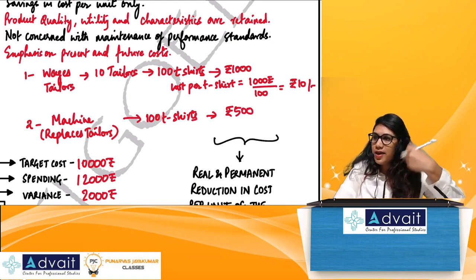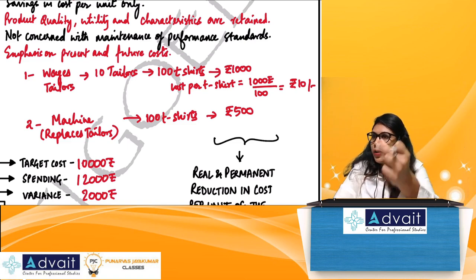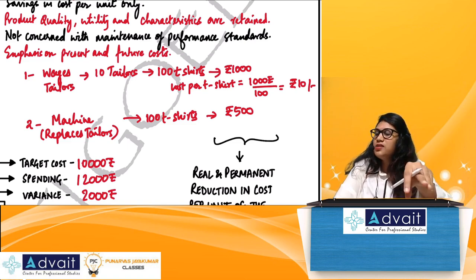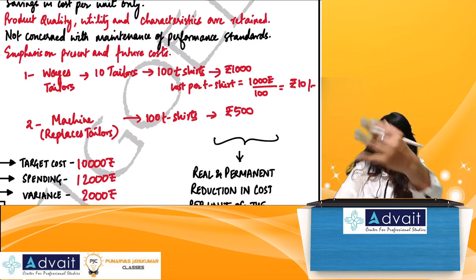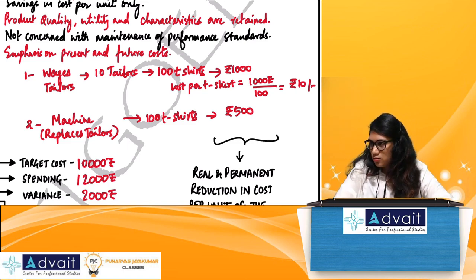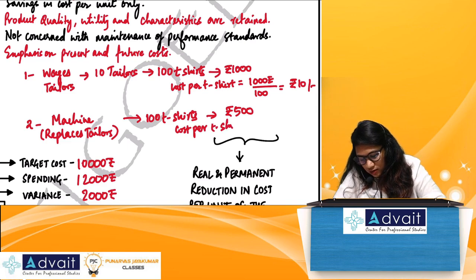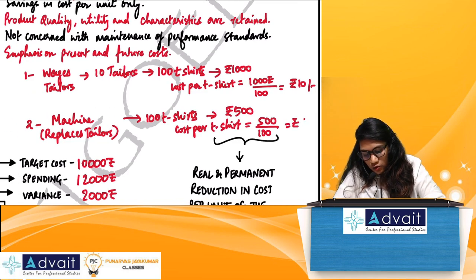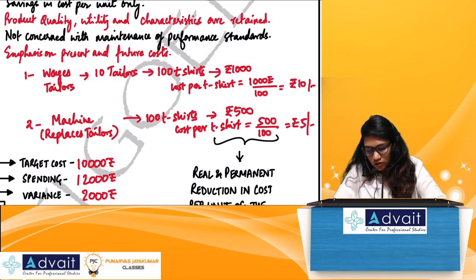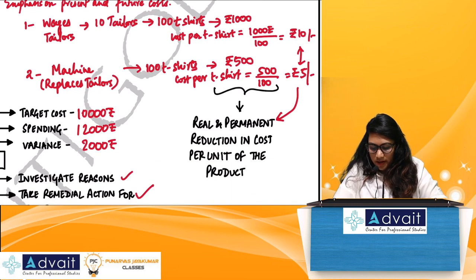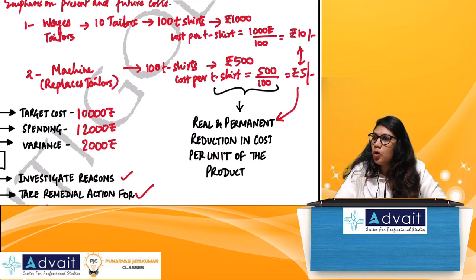Because tailors were taking more time. They were manually doing it. Machine, quick. You put an algorithm inside the machine, a command, it cuts and gives you 100 pieces just like this. Correct? So the cost is less. So if I ask you to calculate cost per t-shirt, guys, how much will it be now? 500 divided by 100. So rupees 5 per t-shirt. So what is this? Real and permanent reduction in cost per unit of the product.